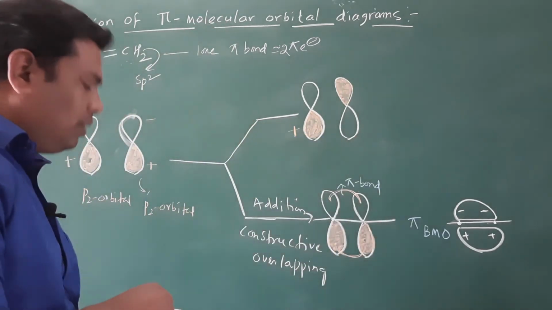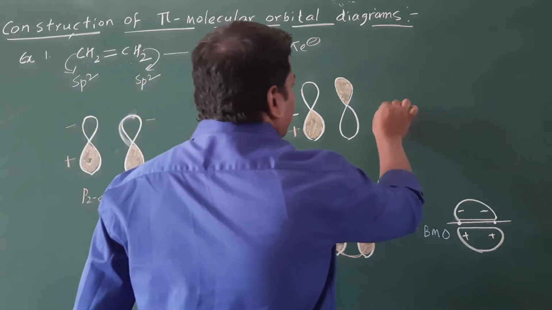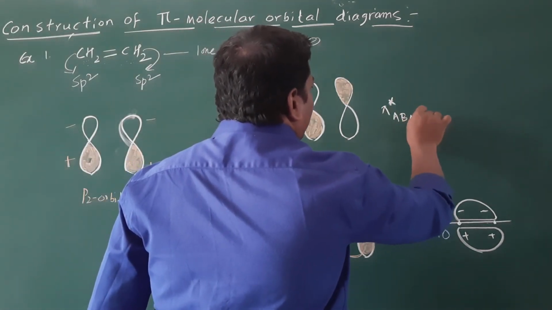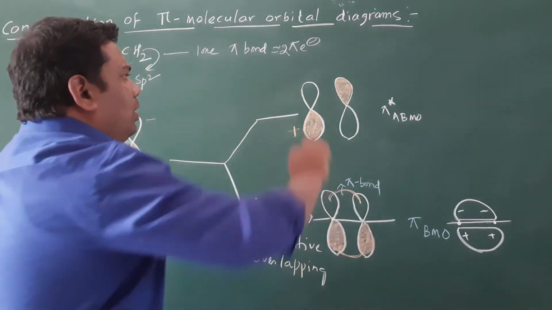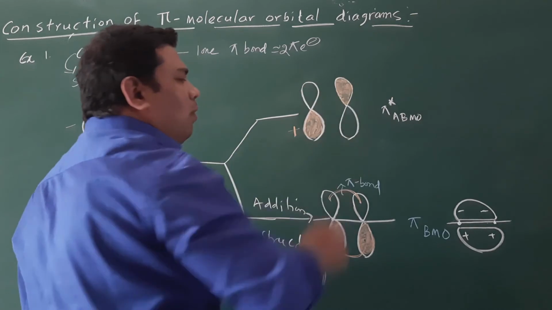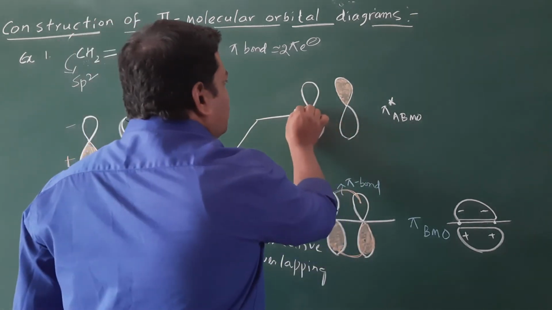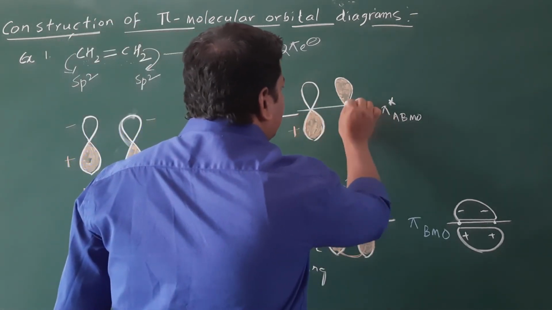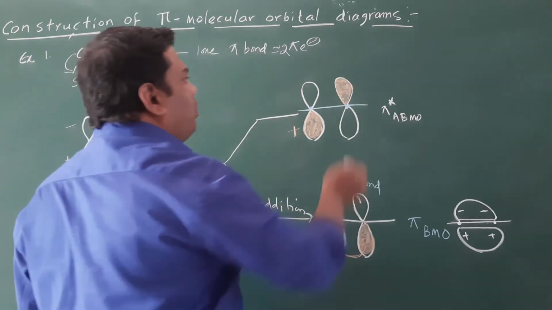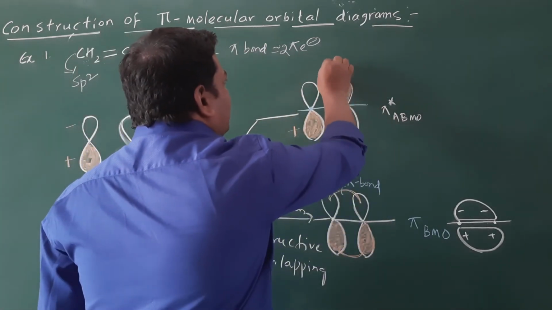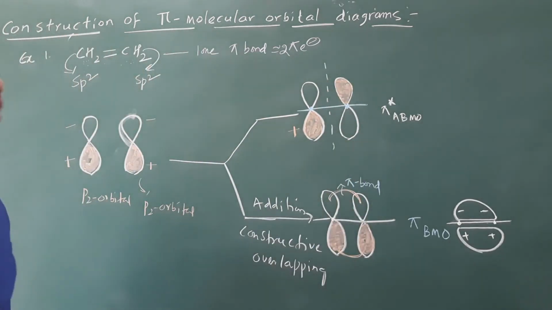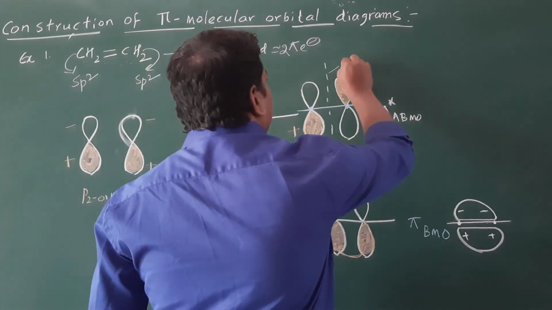This is opposite, so we can call this the pi star or antibonding molecular orbital. So there is no interaction, because there is no overlapping of the same signs. This is the horizontal axis, passing through the carbon atoms. So we can call this a nodal plane. This is one node.